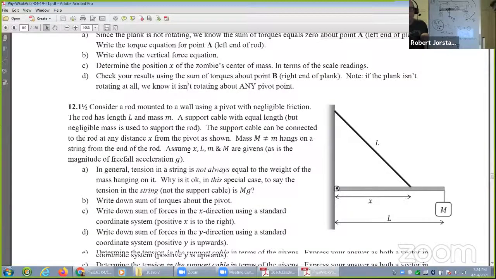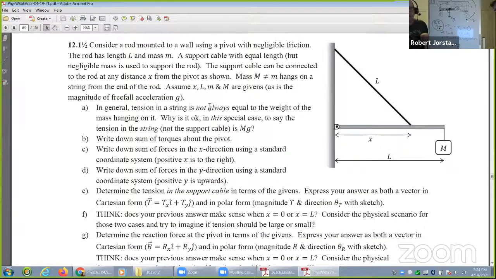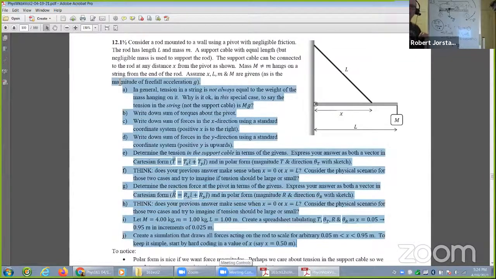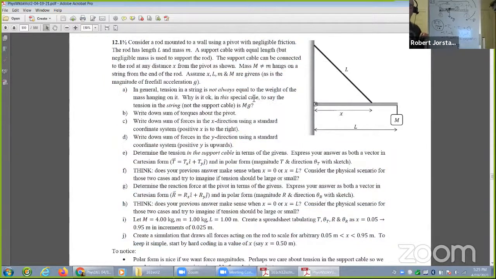Let me show you another problem. Look at this, 12.1 and a half. Now, give me just a second. Don't read it in your book. I just want to outline it here. Look at part J. Create a simulation that draws the forces as you vary the x value in time in spatial increments of... Gosh, it's almost like you could code this for lab this week. That's what you're doing. So this one you're going to do in lab this week.